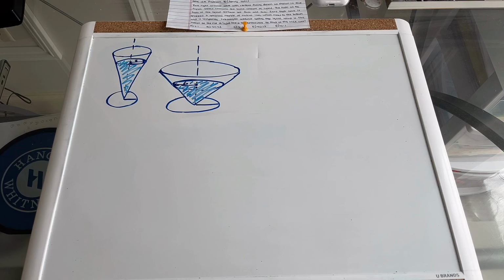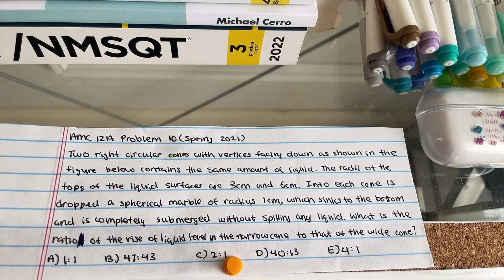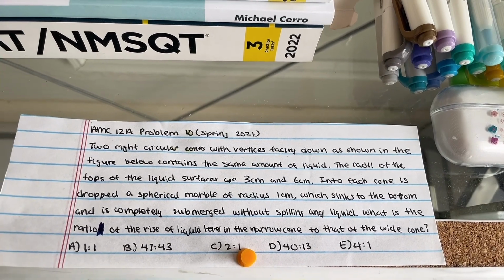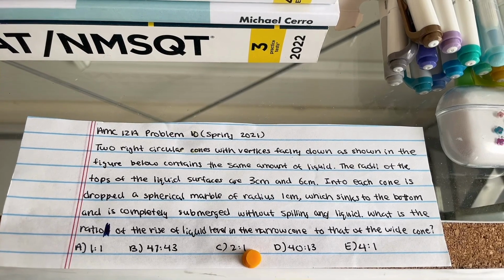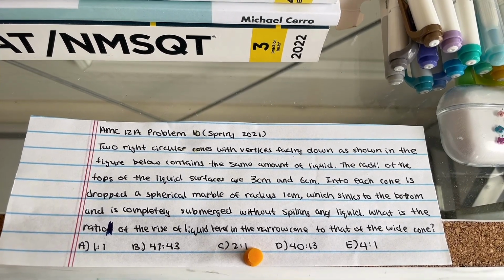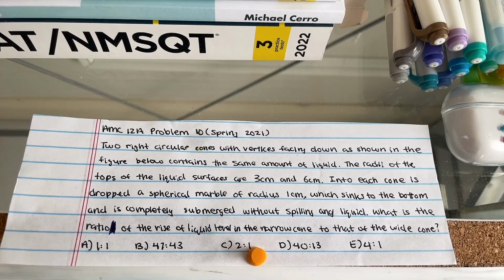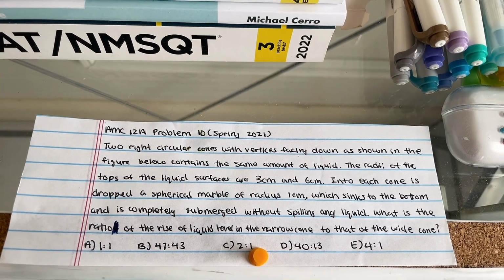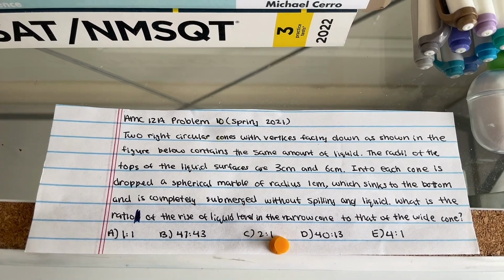This is AMC 12A, Problem 10 from spring of 2021. Two right circular cones with vertices facing down, as shown in the figure below, contain the same amount of liquid. The radii of the tops of the liquid surfaces are 3 centimeters and 6 centimeters. Into each cone is dropped a spherical marble of radius 1 centimeter, which sinks to the bottom and is completely submerged without spilling any liquid. What is the ratio of the rise of liquid level in the narrow cone to that of the wide cone? And your answer choices are listed below.